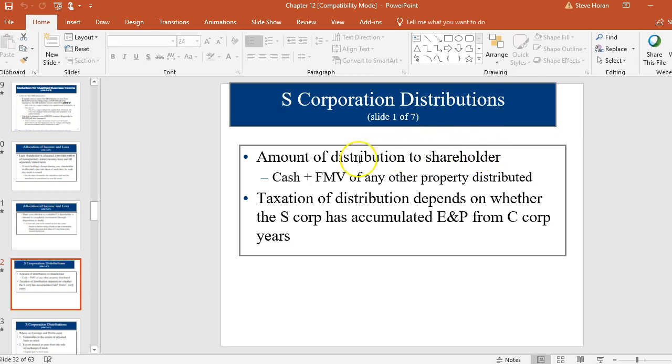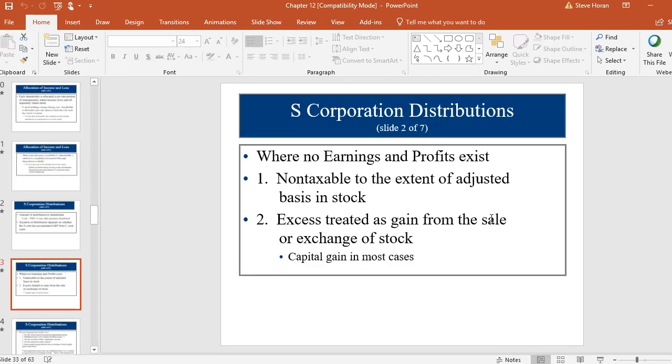So the amount of distribution to a shareholder is cash plus fair market value of any other property distributed. Taxation of distribution depends on whether the S corp has accumulated E&P from its C corp years. So for any S corp that was a C corp previously, then we have to worry about the E&P concept. And where no earnings and profits exist, it's non-taxable to the extent of basis. So remember that when you receive distributions, you reduce your basis. Your basis doesn't go below zero, though. So anything above basis is treated typically as a capital gain.